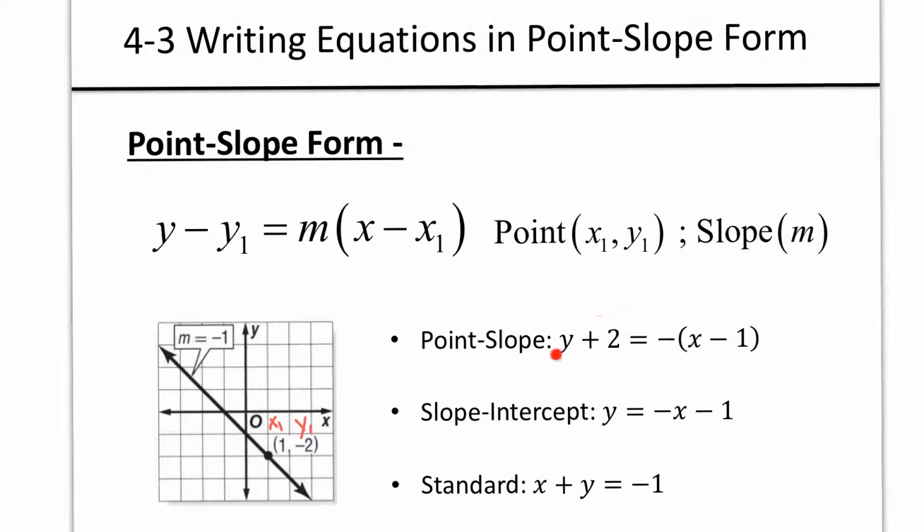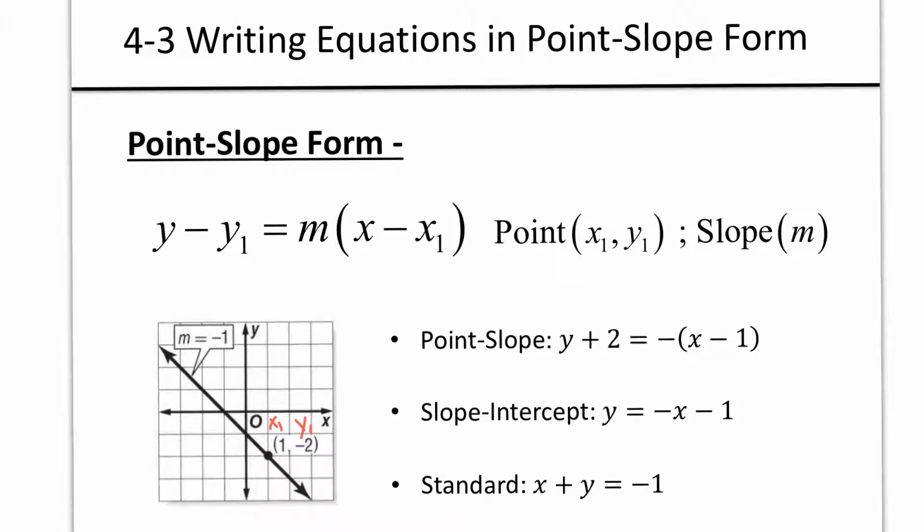So my point-slope form for this graph is y plus 2 equals negative times the quantity of x minus 1. Notice that I don't distribute the negative. You don't have to do that when you have the point-slope form. And the y does not have to be by itself. That's what it looks like. That's what it is, the point-slope form.